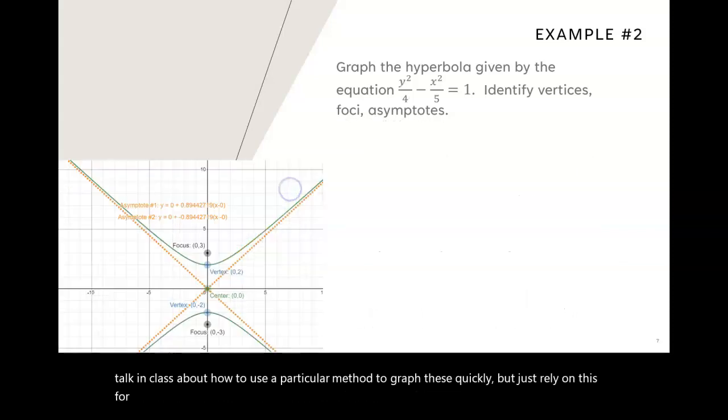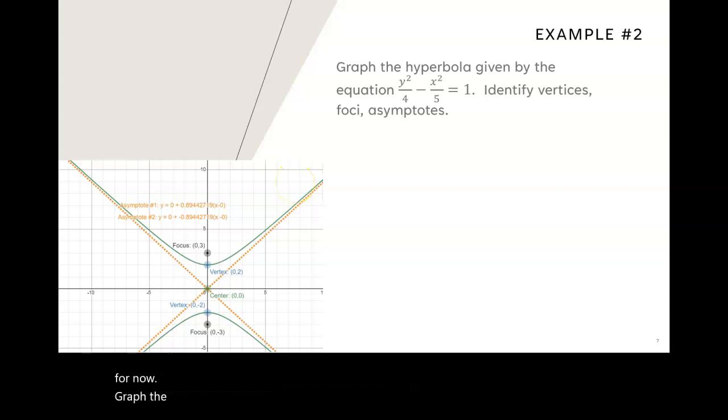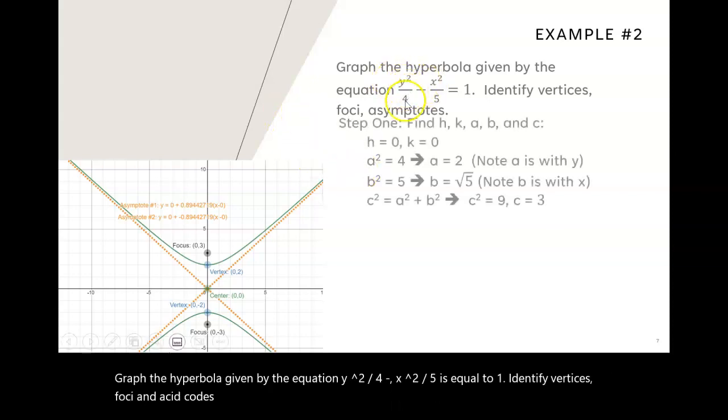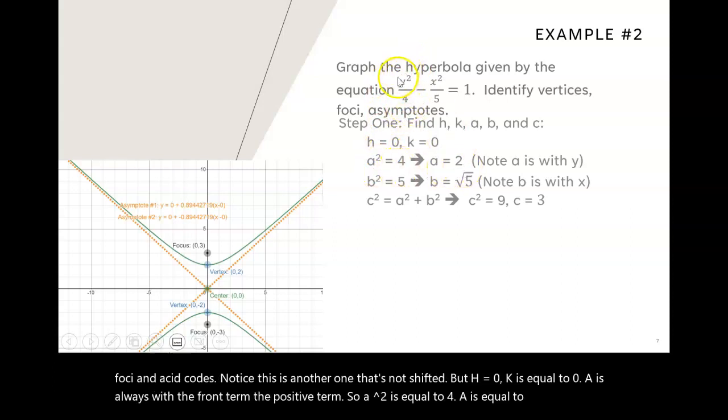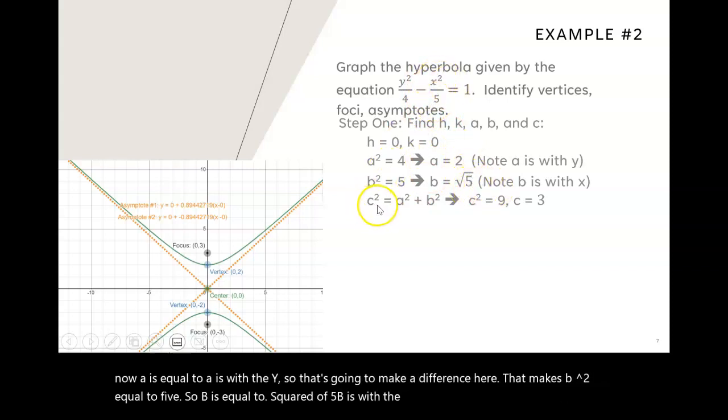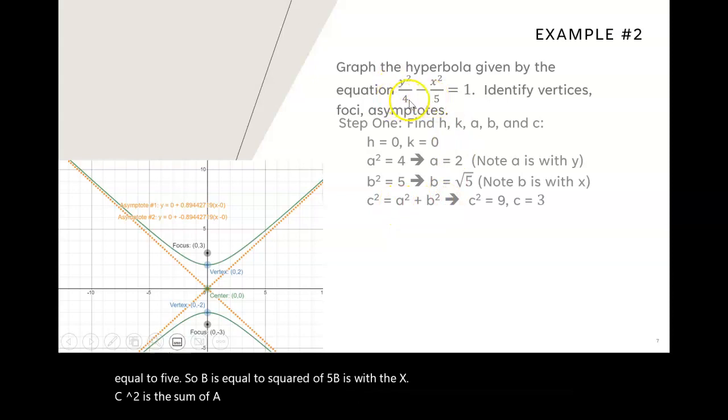Graph the hyperbola given by the equation y squared over 4 minus x squared over 5 is equal to 1. Identify vertices, foci, and asymptotes. Notice this is another one that's not shifted. So h equals 0, k is equal to 0. A is always with the front term, the positive term, so a squared is equal to 4, a is equal to 2. But notice now a is with the y, so that's going to make a difference here. That makes b squared equal to 5, so b is equal to square root of 5, b is with the x. C squared is the sum of a squared and b squared, so c squared is 4 plus 5, which is 9, so c equals 3.